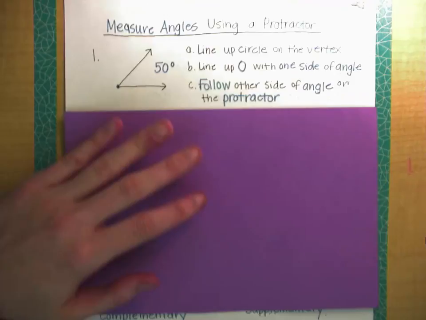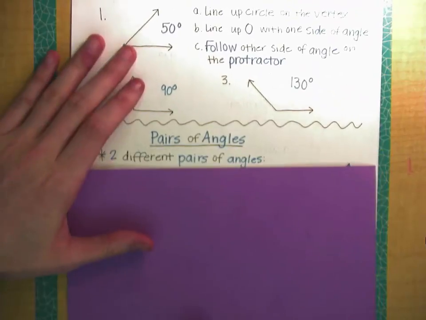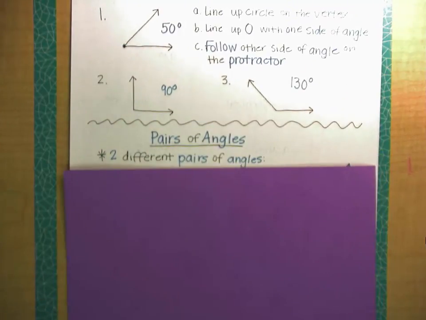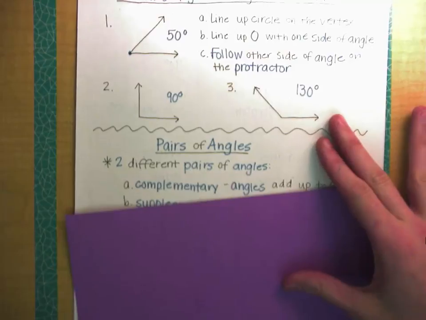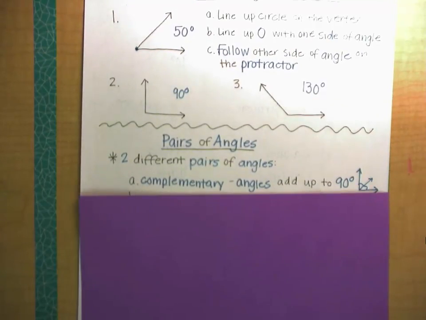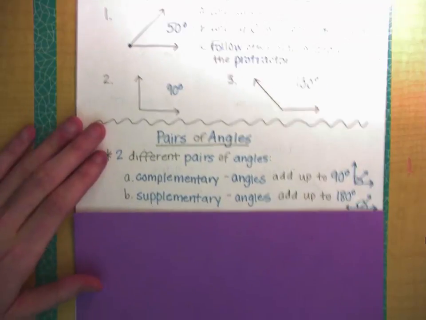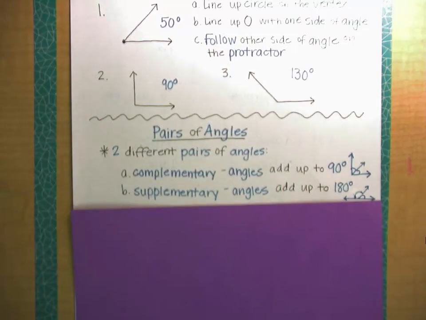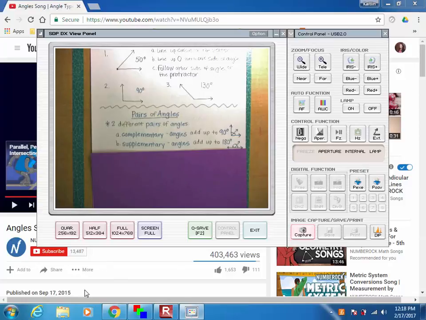Good. All right, and last thing. We looked at two pairs of angles. What was the first type of pair? Complementary. And they add up to what? 90 degrees. And the other type? Supplementary. And they add up to what? 180 degrees. Good. All right, good deal.